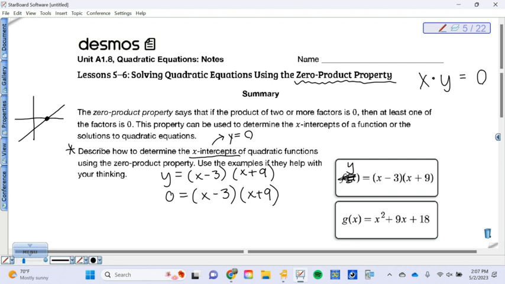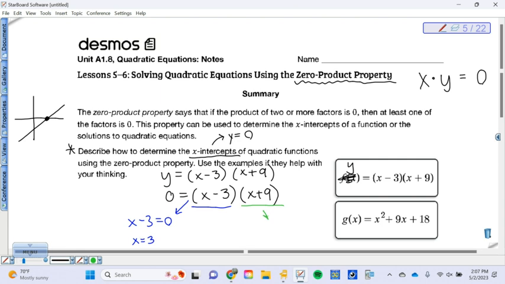But as we just said, if I have two things that are multiplied together that equal 0, one of these things has to be 0. So that means if x minus 3 times x plus 9 equals 0, then either x minus 3 has to be 0 or x plus 9 has to be 0. So let's figure out both of those situations. So if x minus 3 equals 0, what does x equal? Yeah, 3, positive 3.